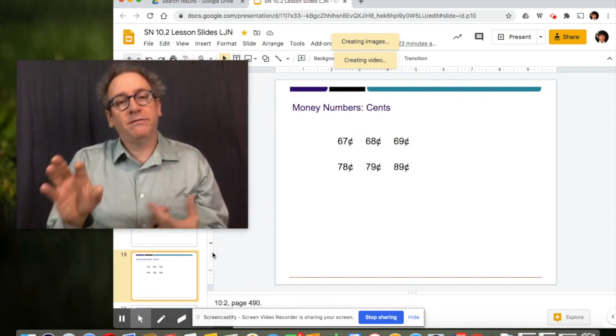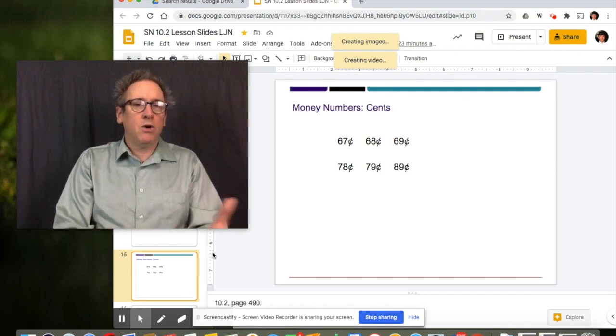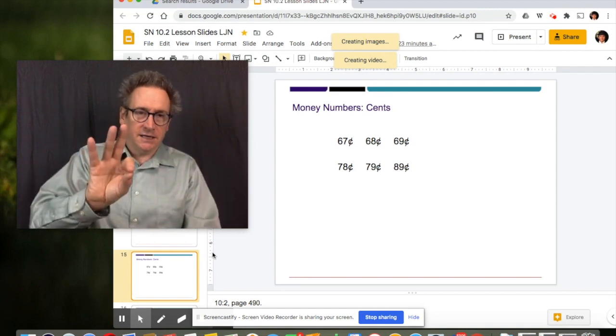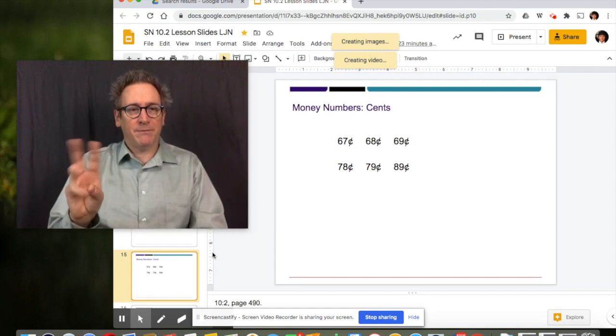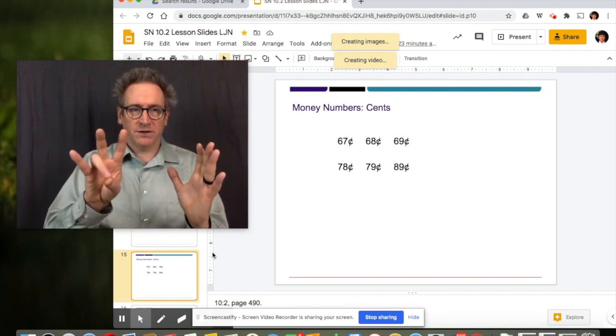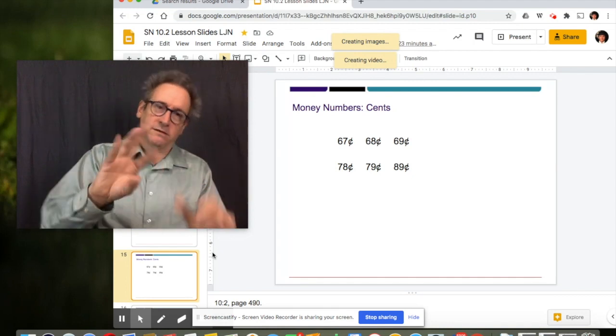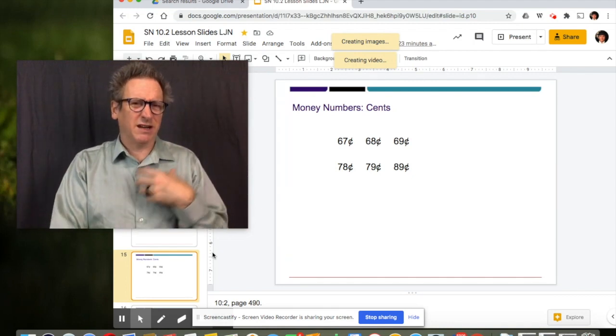6, 7. Now, the point of this slide is to show that rocking. Don't worry about emphasizing 60, 68, 67. It doesn't have to be big. It will just happen. When you do a 6, your hand's going to tip this way. When you do a 7, it's going this way. 8 and 9. So you're going to see that rocking back and forth anyways. You don't really have to concentrate on it.